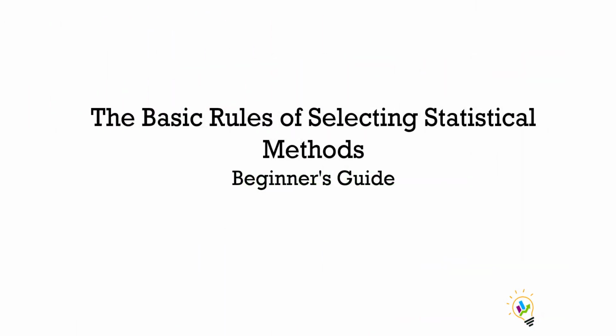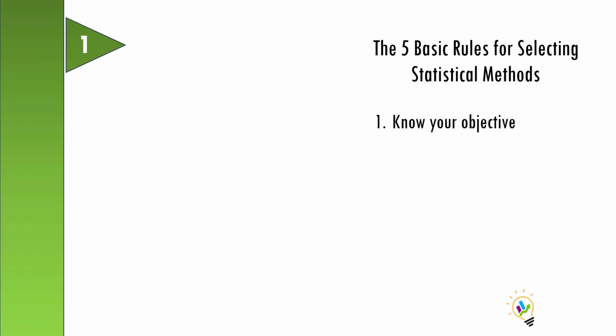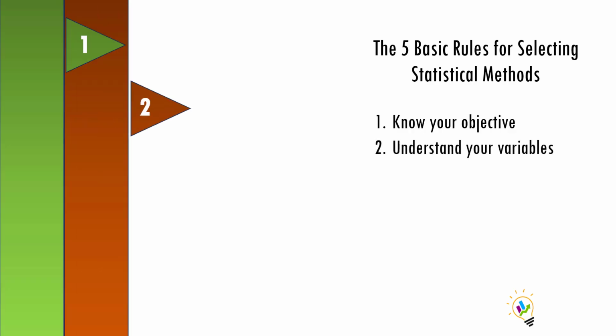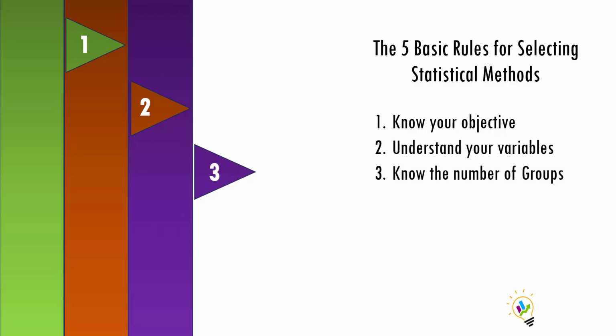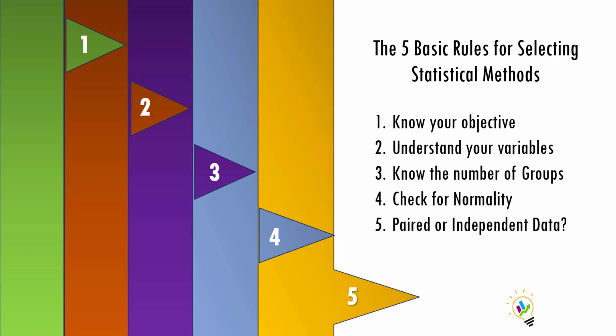In this video, we will discuss the basic rules for selecting the statistical methods. The 5 basic rules for selecting the statistical methods. We will discuss 5 basic rules in this video. The first rule is know your objective. The second rule is understand your variables. Third is know the number of groups in the analysis. Fourth one, check for the data normality. Fifth one is paired or independent data. We'll see one rule after the other.